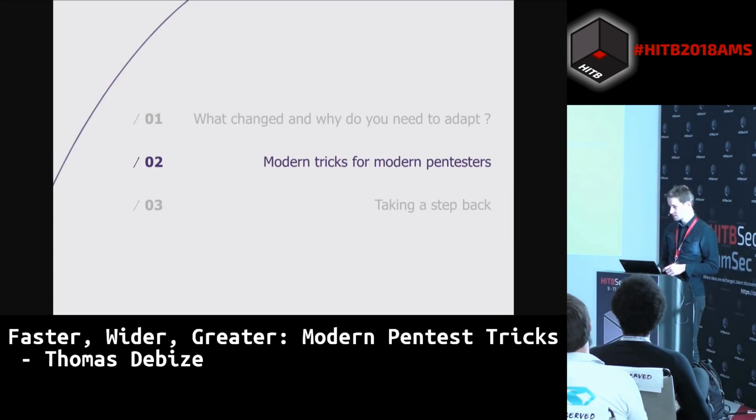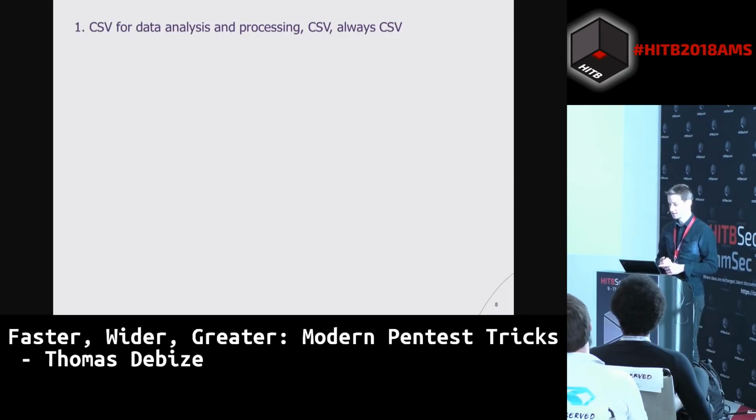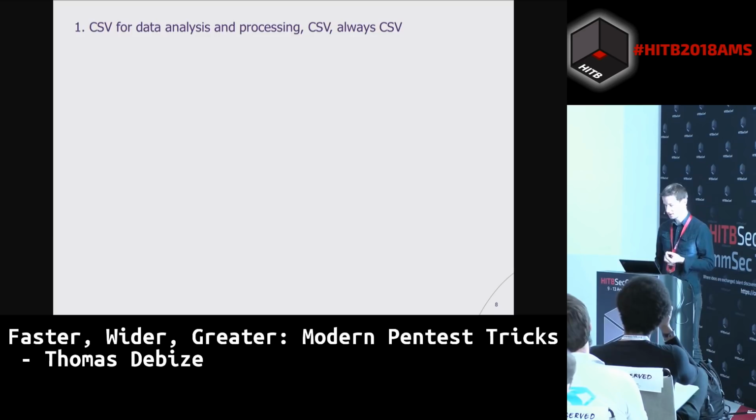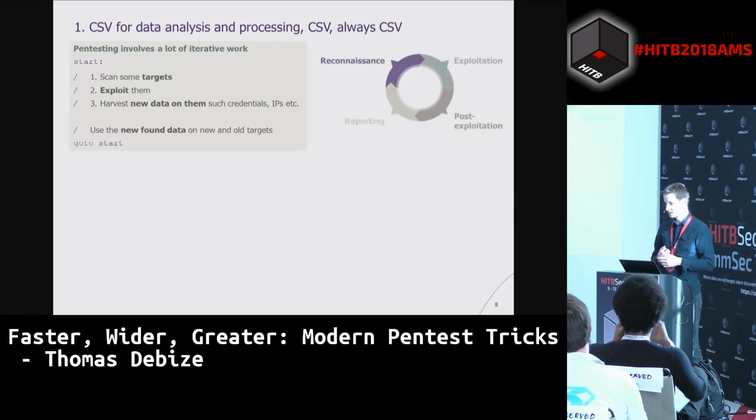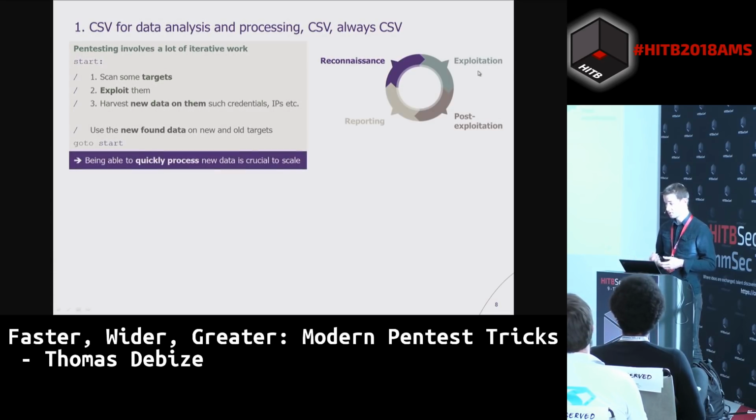So, starting with the tricks, the first thing to say is you have to parse a lot of data from a lot of different tools. So keep it to CSV for data analysis, processing and reporting. CSV, always CSV. Because a lot of the pentesting work involves iterative work: you scan some targets, you exploit them, you harvest new data on them, and then you use the newfound data again on the same scope. You know this kind of progression, that's our work. So you have to be able to quickly process data at scale.